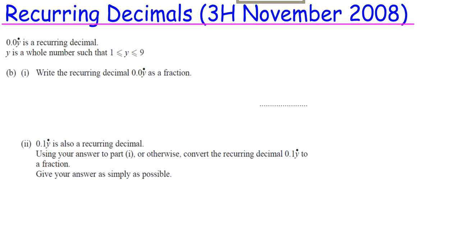Recurring decimals, paper 3H, iGCSE, November 2008, and this is question 17. This question involves changing recurring decimals into fractions. Let's start with part A.